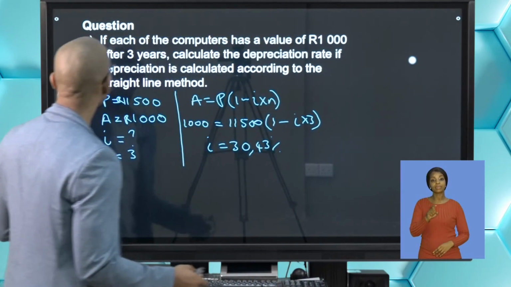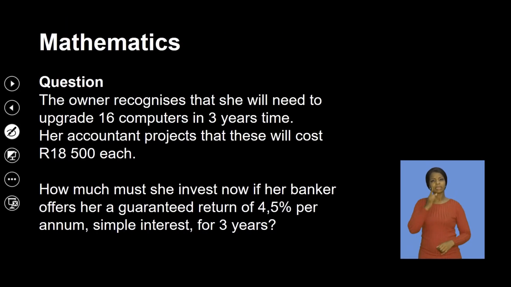43%. Now, if we look at more of this, they say the owner recognizes that she will need to upgrade these 16 computers in 3 years' time. Why? Because now the business has picked up, and there are more clients, and the business needs to be blooming. So now they need to upgrade their system and maybe get proper computers at that time. Now, the cost of the new computer will be 18.5. Why? Because now they need a faster processor, a bigger RAM, a bigger storage, all of those concepts of computers that I'm sure you're familiar with.